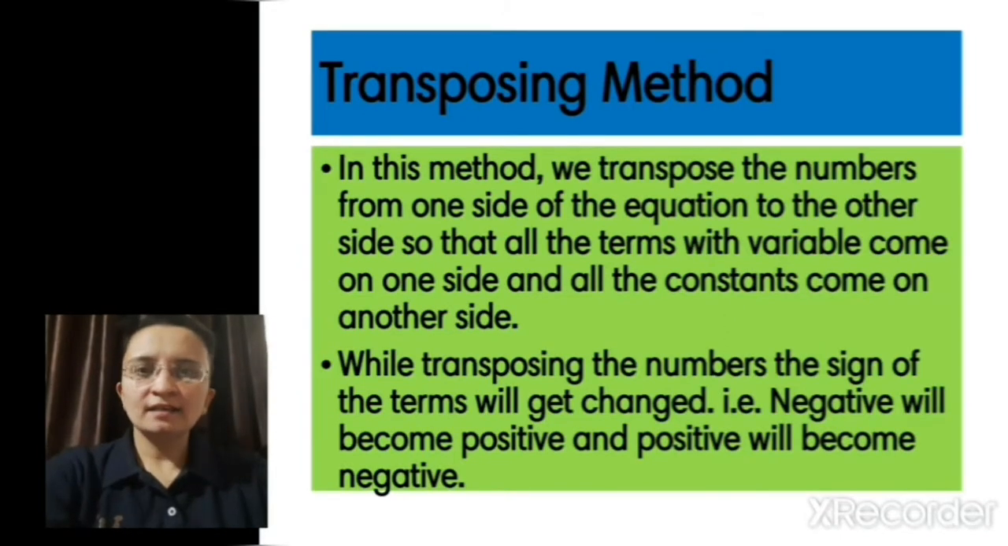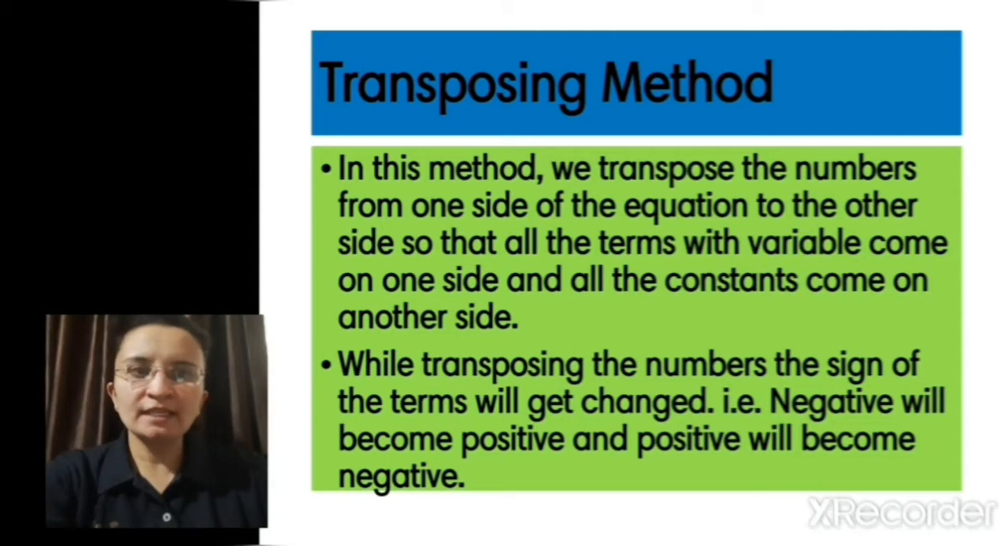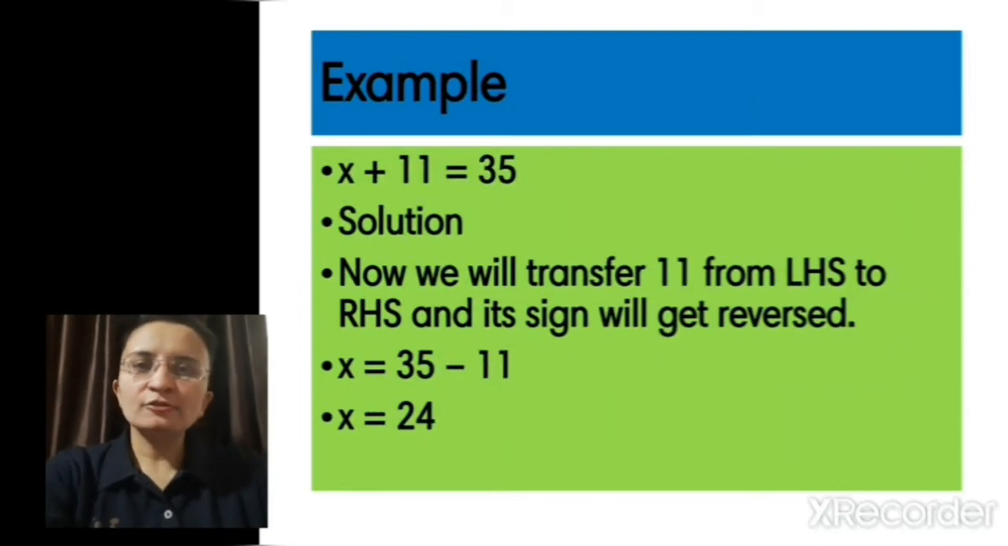Now let us learn another method of solving equations, the transposing method. In this method we transpose the numbers from one side of the equation to the other side, so that all the terms with variable come on one side and all the constants come on the other side. While transposing the numbers, the sign of the terms will get changed. For example, negative will become positive and positive will become negative. Let us learn this through an example.